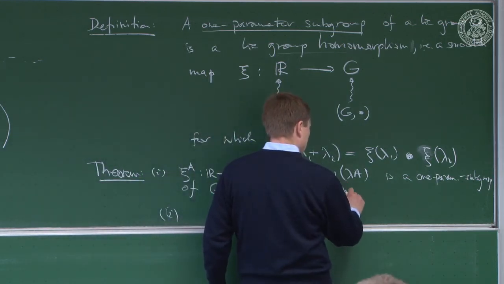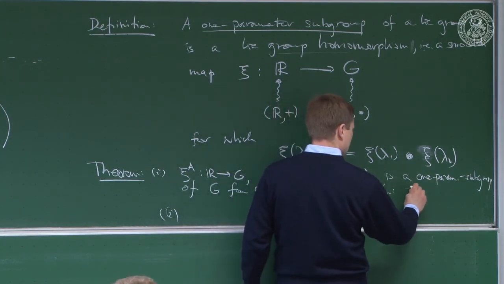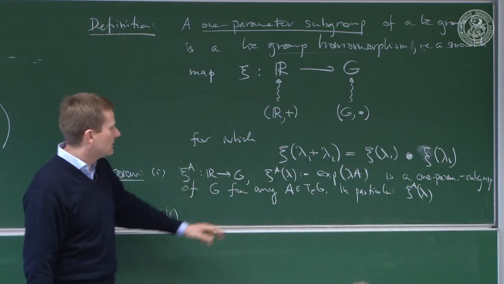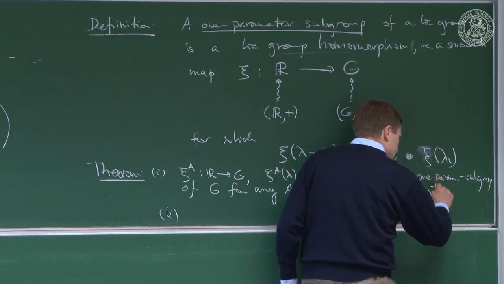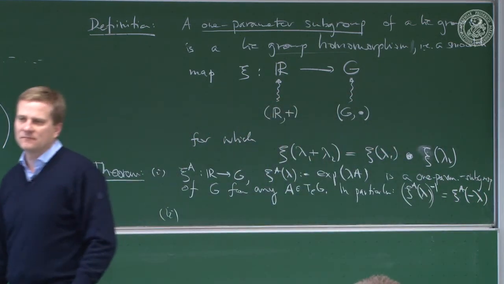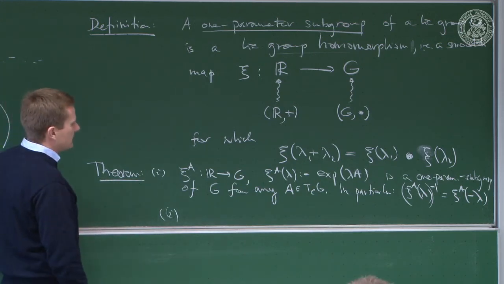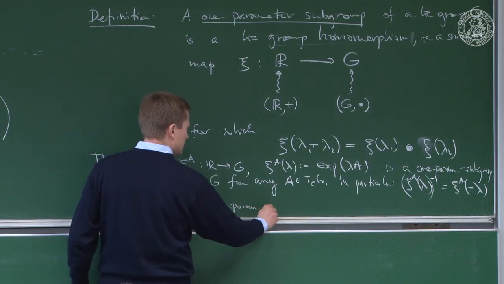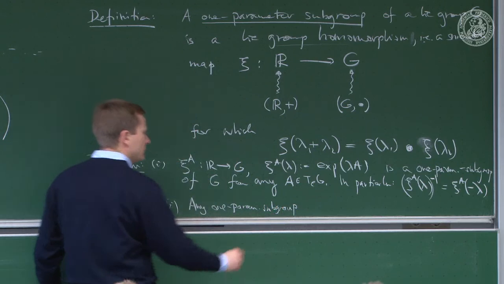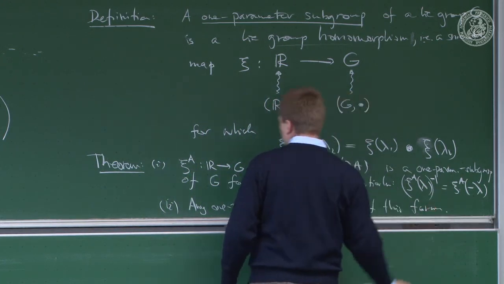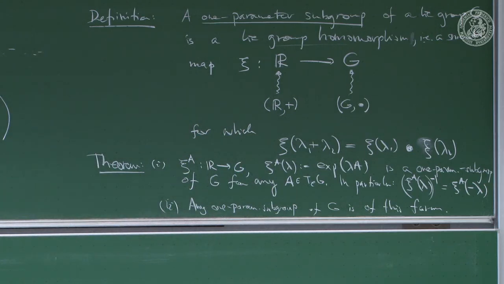So let's say here in particular, you take the Xi A of some lambda, and that's a group element. Well, the A is not an index, it's just a chosen tangent space element. And you can ask, if it's in the group, what is its inverse? And the answer is that is Xi A of minus lambda. Okay, and the second statement is any one-parameter subgroup, or one could also call it any one-dimensional subgroup of G, is of this form. Okay. So the Lie algebra allows us to understand all the one-parameter subgroups of our Lie group.